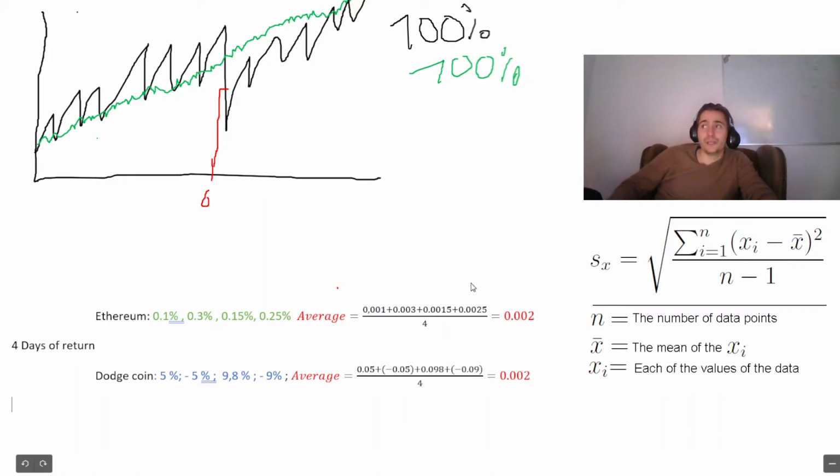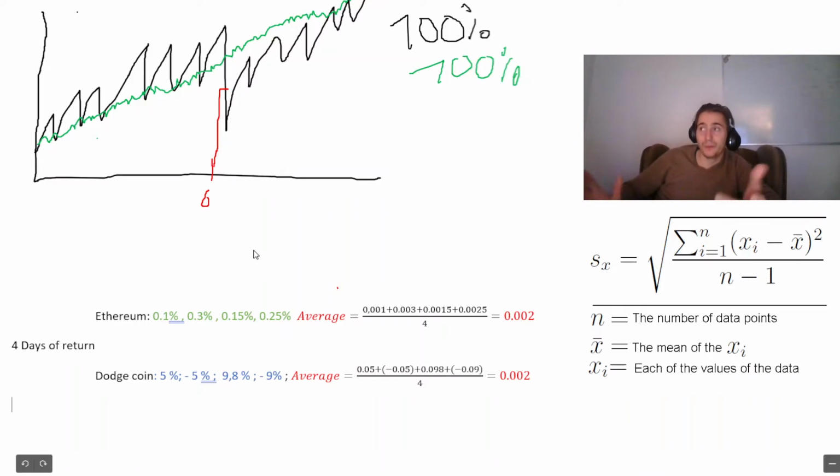Don't get confused here, this is just the numbers, so you just have to put the 2 zeros to the right in order to calculate it into percentage. It's just calculated accurately. And here below you have the Dogecoin. Dogecoin goes up 5% and then goes down 5%, goes up 9.8%, goes down 9%. So it's really volatile, going up and down.